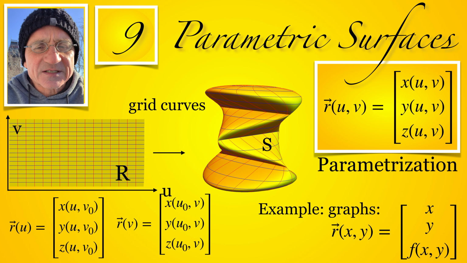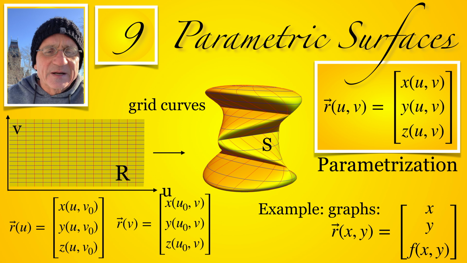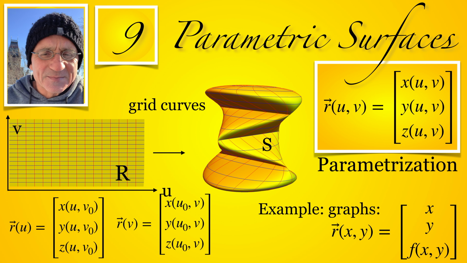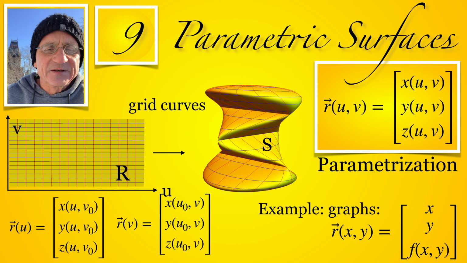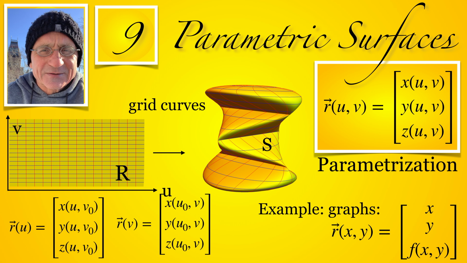If a surface is described by three functions from a parameter domain R to space, we get the parameterization of a surface. When fixing one of the parameters, we get curves called grid curves. The parameters are often denoted by u and v, but other variables are used, like s and t, or x and y for parameterizations of graphs.